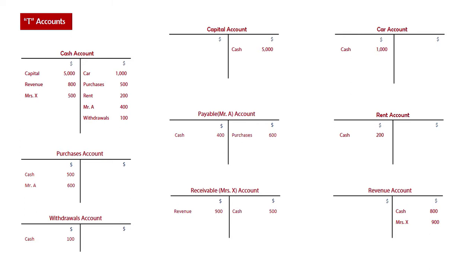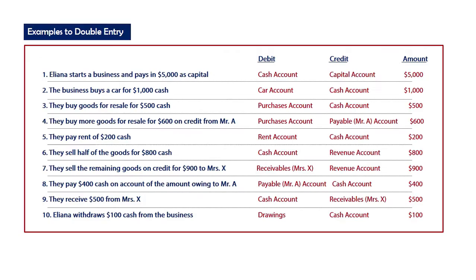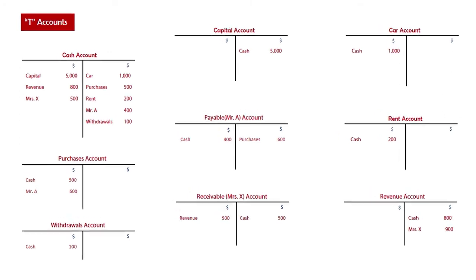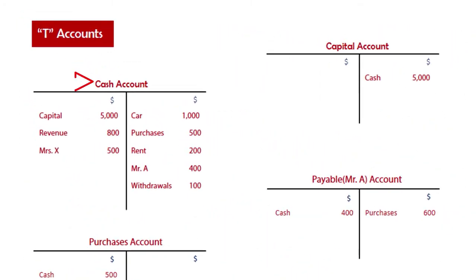Now, one thing to note with the T account is that we will open a T account for both accounts or both elements in the transaction, and each T account is going to be named after the element. In example 1, we have to debit the cash account and credit the capital account. So if you look at the T account here, we've opened an account for cash and an account for capital. So we will debit the cash account in the name of the interacting account, which is capital.